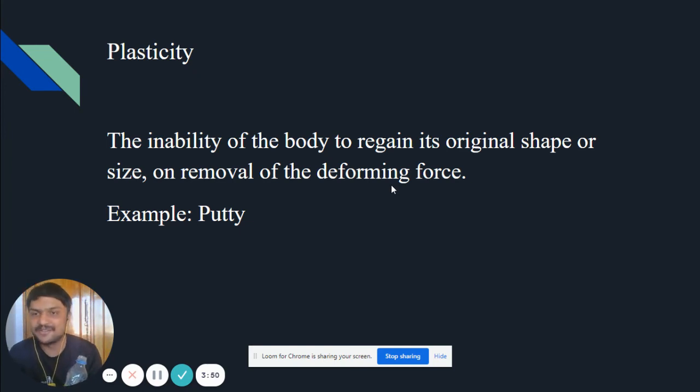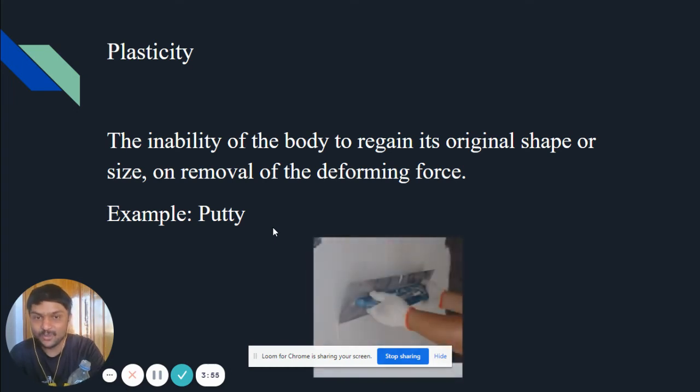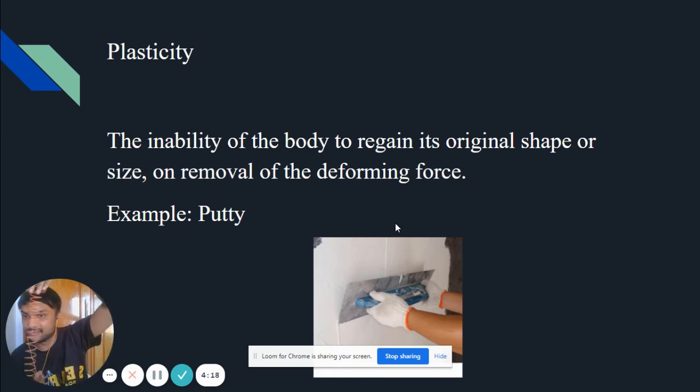And the perfect example for plasticity is putty, which is seen on walls. Before painting, you have seen painters put these white plasters. This is basically putty. It's a plastic material that gives you longer durability. Is it clear? So the two things we understood: in elasticity, when I remove the deforming force, it comes back to its original shape, whereas plasticity does not come back. These are the two key points for understanding the definition of elasticity and its contrary.